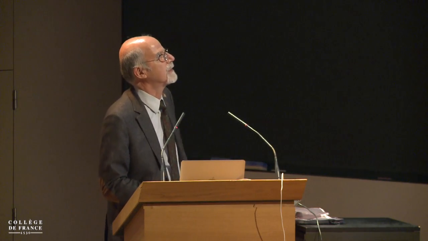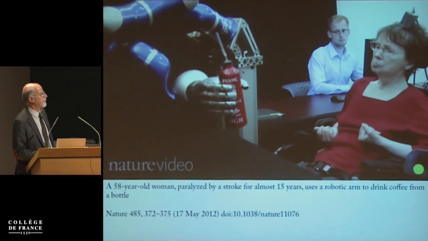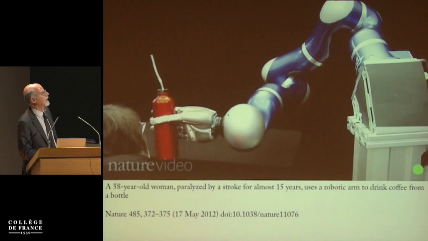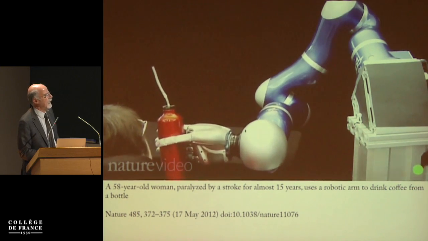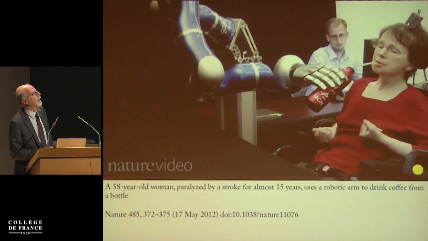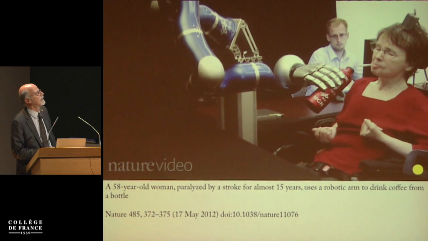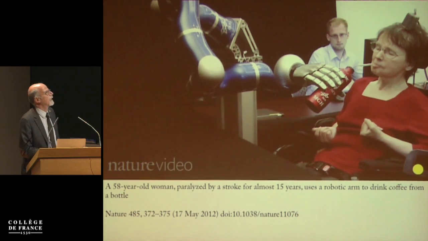I will start with something that I found on the internet. You can see that this woman is paralyzed, has been paralyzed for many years, and then she was implanted with some devices that allow her to control this robot by some type of implant, and then she can drink a coffee from a bottle which is controlled by the robot.